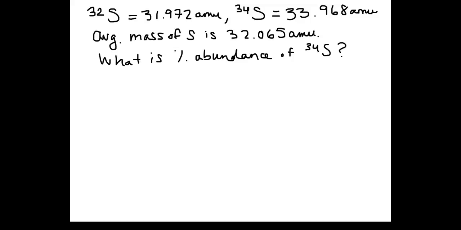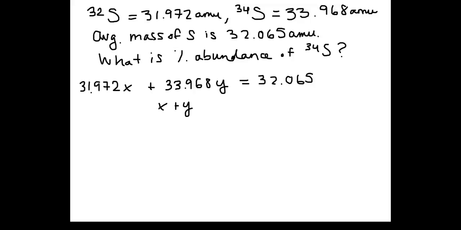So first I'm gonna do 31.972 times x, because we don't know x, plus 33.968 times y equals 32.065. Now, once again, x plus y, the percentages are equal to 100%, so their decimals are equal to 1. So x plus y equals 1. Solve for y and plug that in.